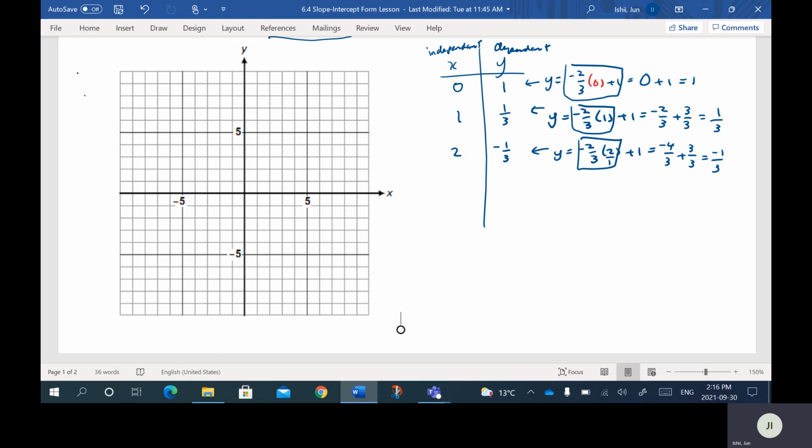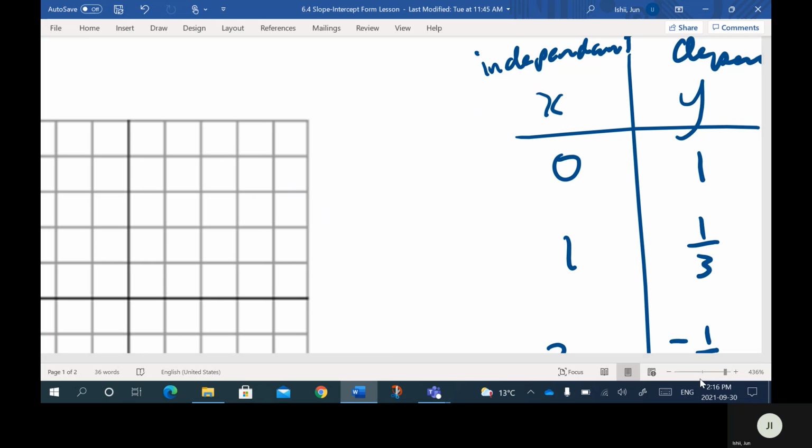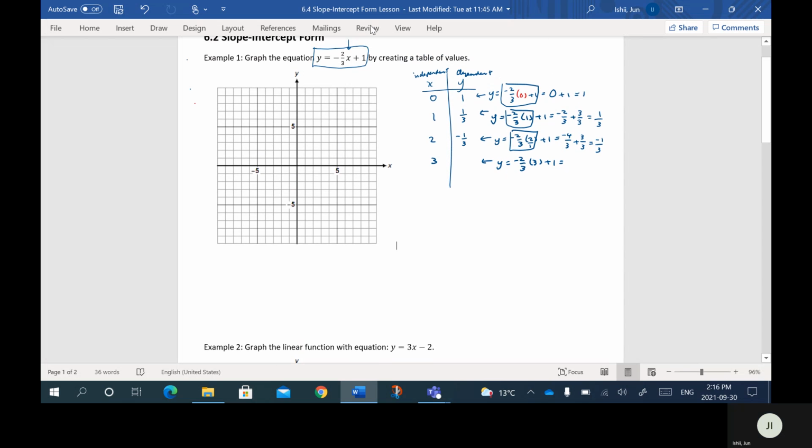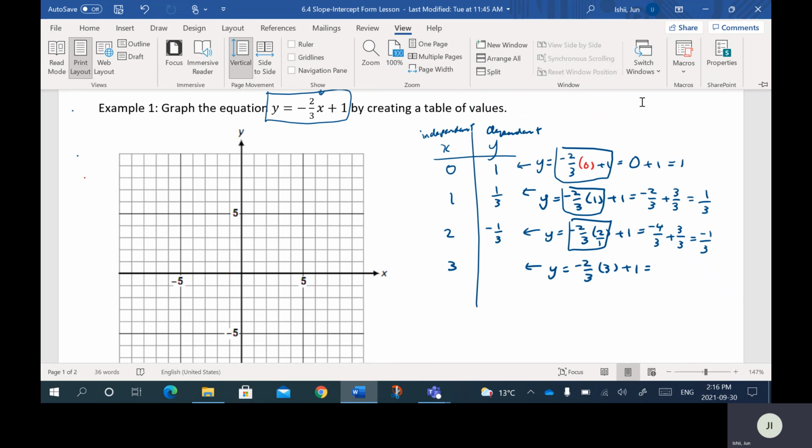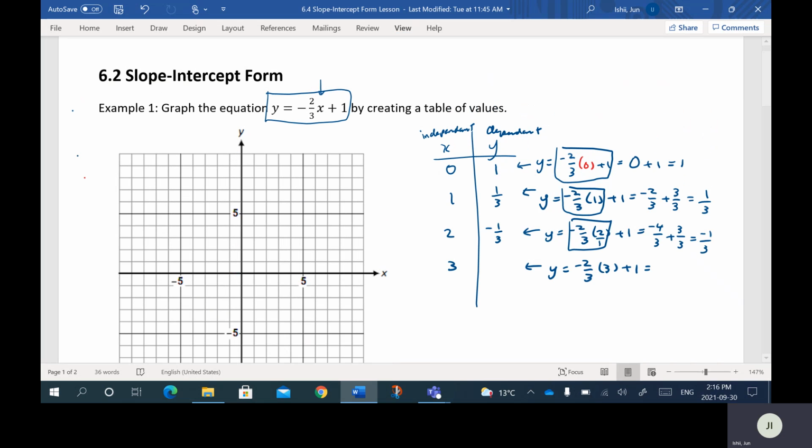Let's just do one more here. If I plug in 3, we get y equals -2/3 times 3 plus 1. This time, the 3's will actually cancel off, because that 3 is the same as 3/1. So -2 plus 1 is equal to -1. All right, so we've got some values here in the table of values.